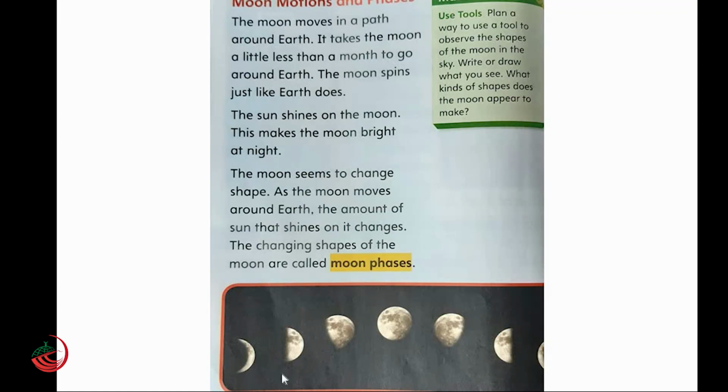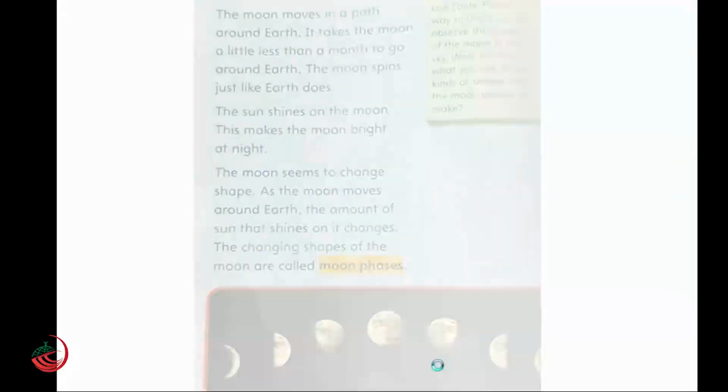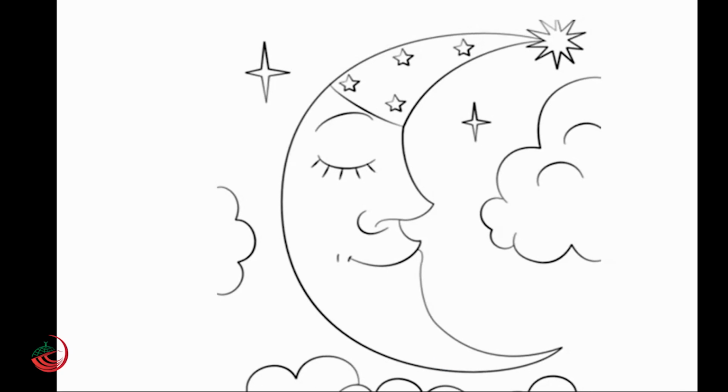So it has 8 phases. Right here in the book, let's count how many phases that we have. 1, 2, 3, 4, 5, 6, 7. Oh, there is one missing, because there are 8 phases. So that's how the moon starts. Go to your window and look for the moon in the sky at night. See what phase the moon is.